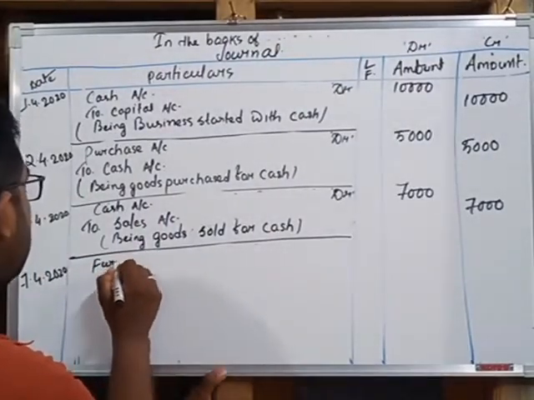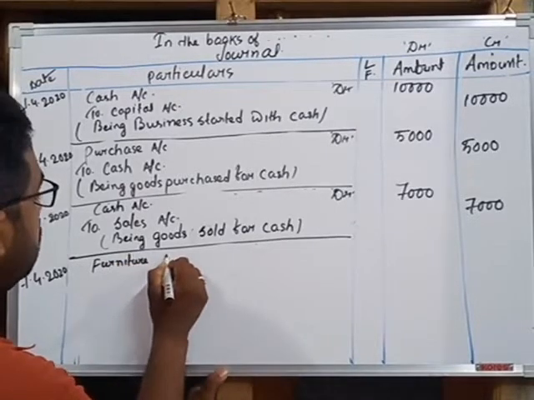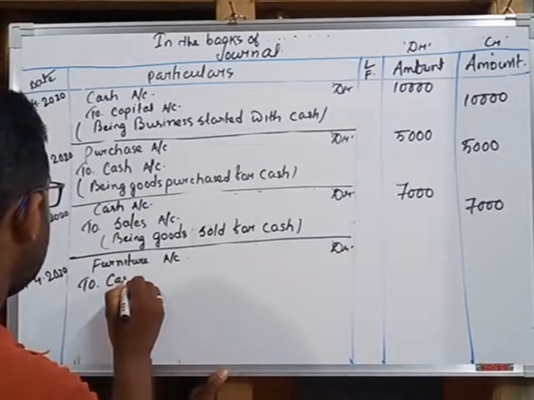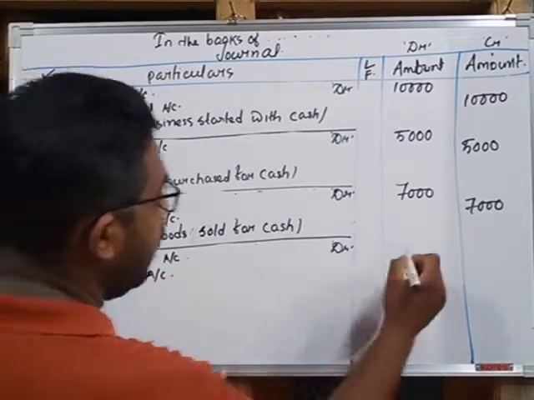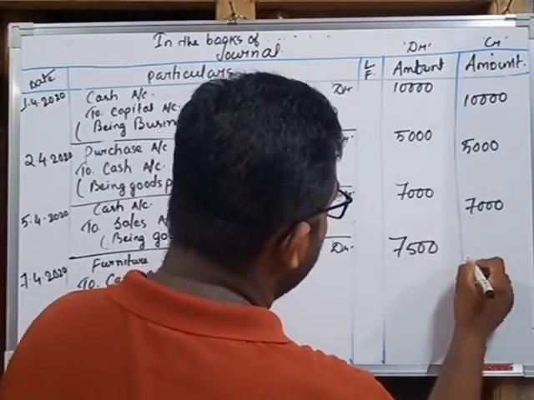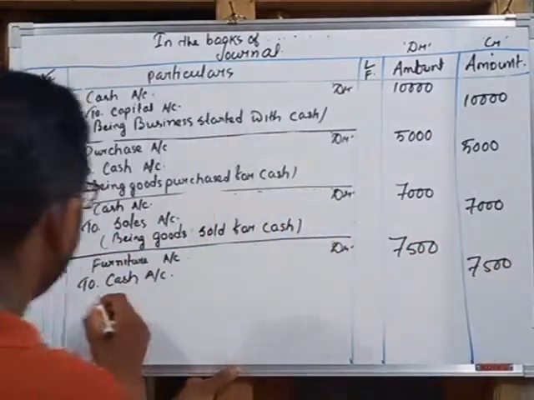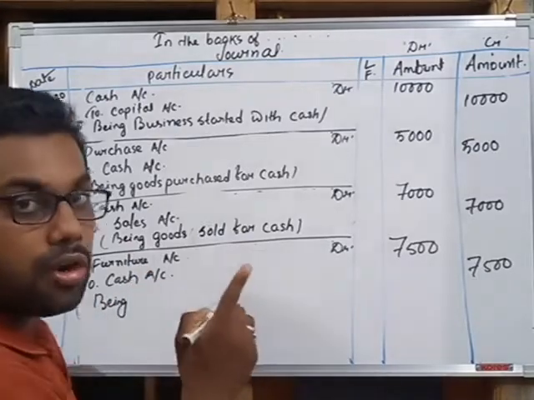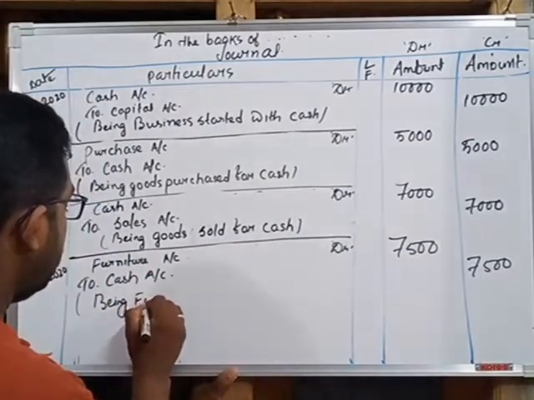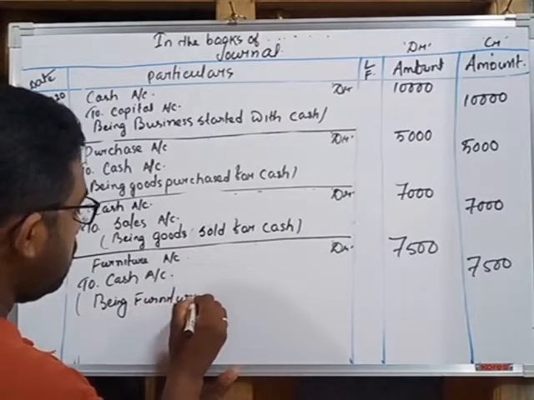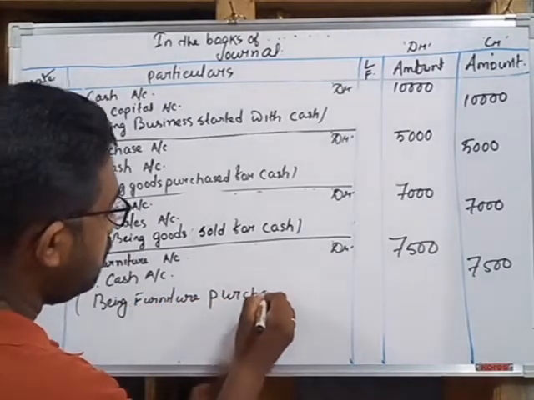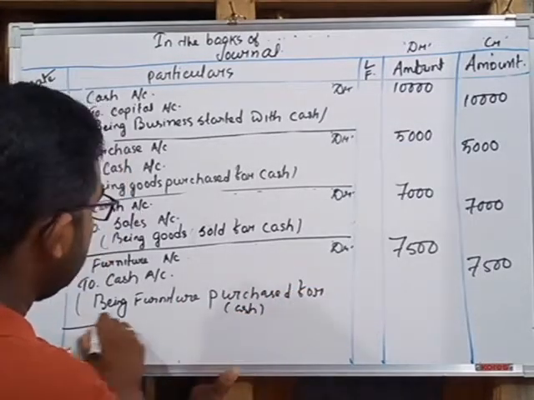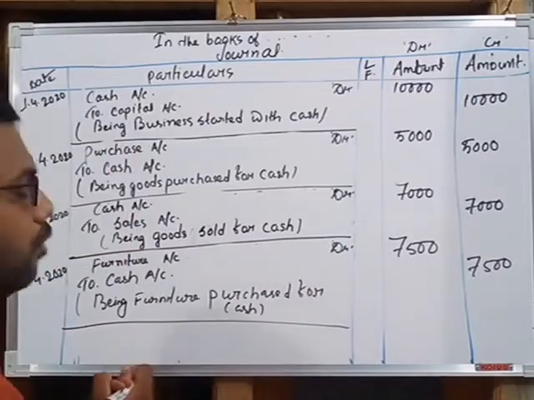Furniture account debit to cash account, and the amount is 7,500. And the narration will be being what they have purchased, goods or furniture? Furniture. Being furniture purchased for cash. Okay, clear? Entry complete for 4 transactions.